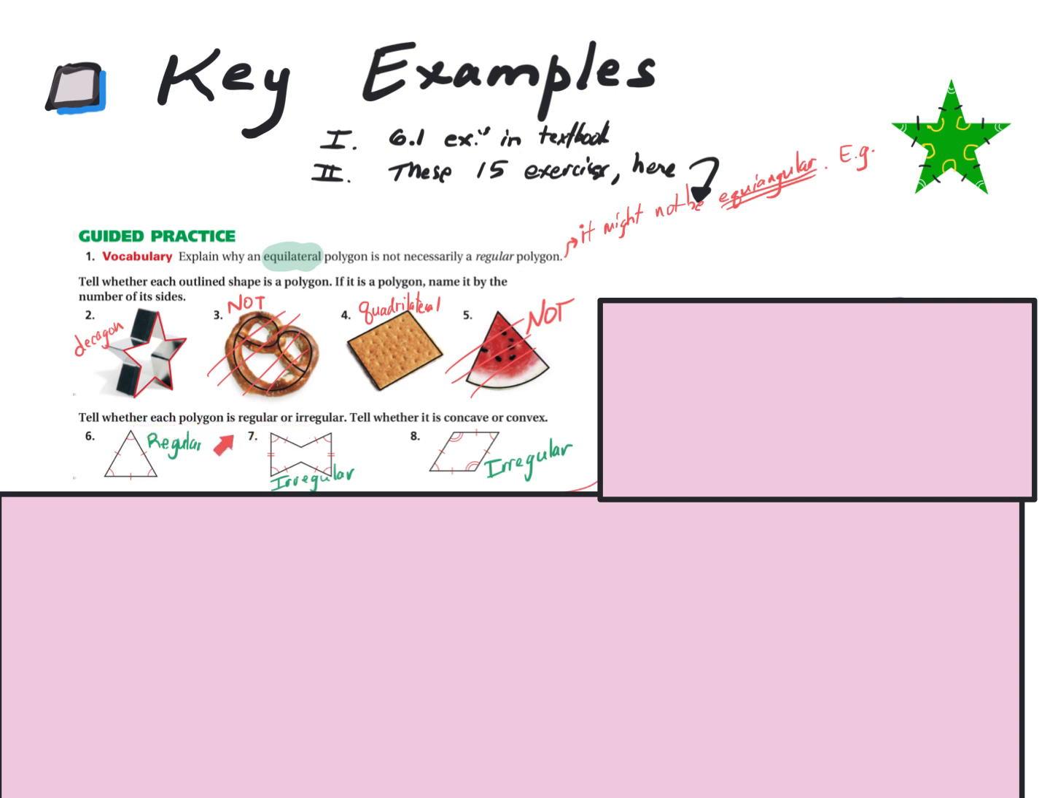Regular or irregular? Well, it's equilateral and equiangular, so it's regular. This one is not equilateral nor equiangular, so it's irregular. This one is equilateral with four congruent sides, but it's not equiangular, so this is an irregular polygon. Now, what about concave or convex? This one is convex, this one is convex, and this one, you can see it's caved in. This one is concave.